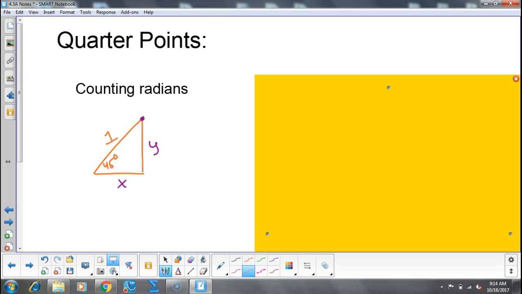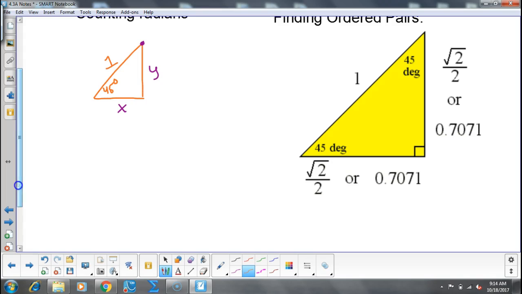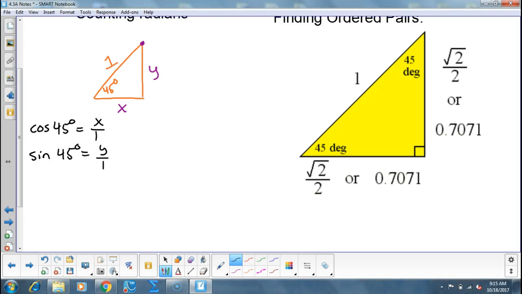Okay. All right. So that's one method. We could use SOHCAHTOA, right? So one way of doing this would be that the cosine of 45 degrees is equal to x over 1. Also, the sine of 45 degrees would be y over 1. That's one way. Okay?